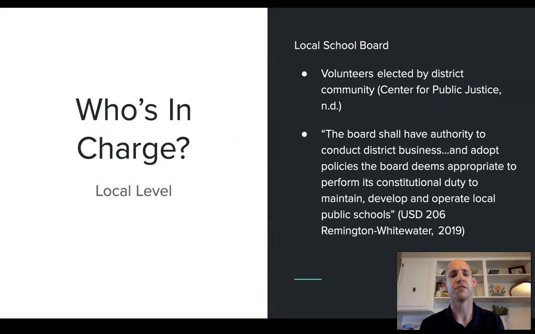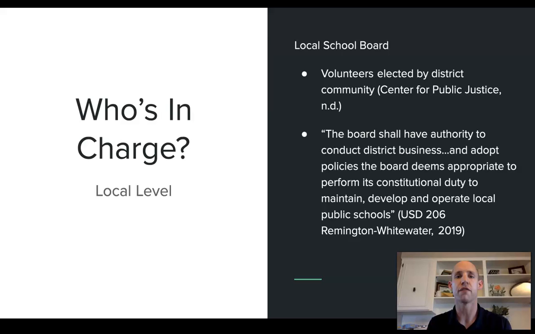So who's in charge of each of these entities? At the local level, it's the local school board. Now, these are volunteers elected by the district community. And from our district board handbook, it says the board shall have authority to conduct district business and adopt policies the board deems appropriate to perform its constitutional duty to maintain, develop, and operate local public schools.